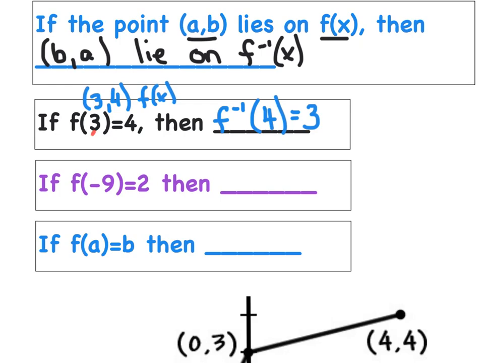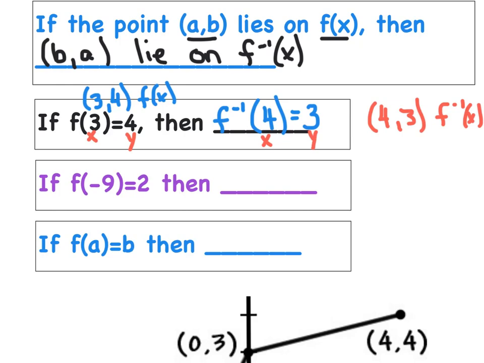Now notice what used to be the x value is now the y value, and what used to be the y value is now the x value. And again, all we're saying here is that there's a mysterious point (4, 3) that lies on f inverse of x. Okay, let's try another one.